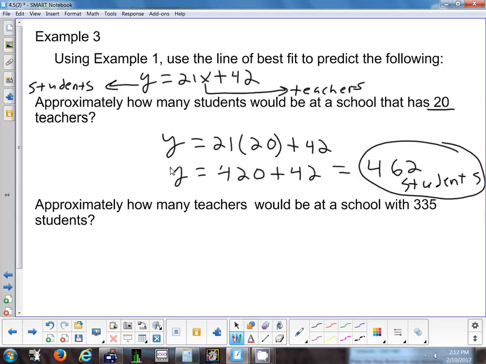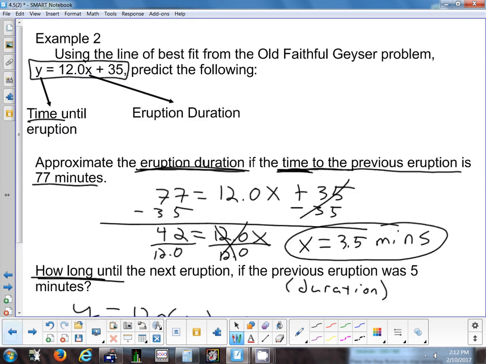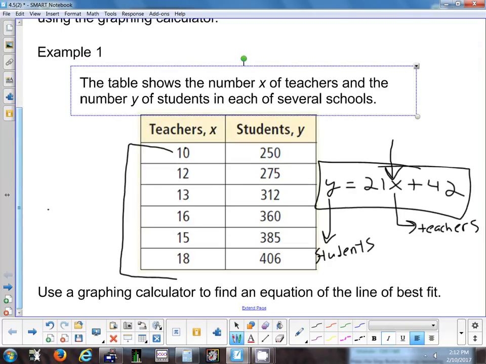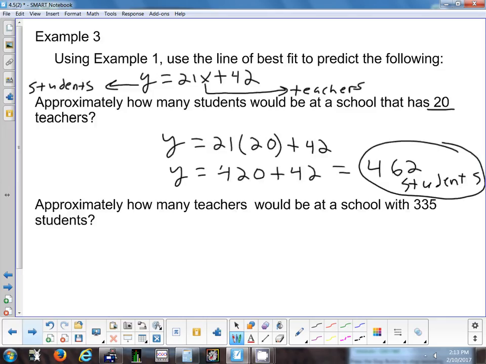Now, 20 teachers, is that interpolating or is that extrapolating? Go back and look at this list. What is it, Kyle? This is extrapolating because you're making a prediction beyond the end of the list. It's going beyond 18.